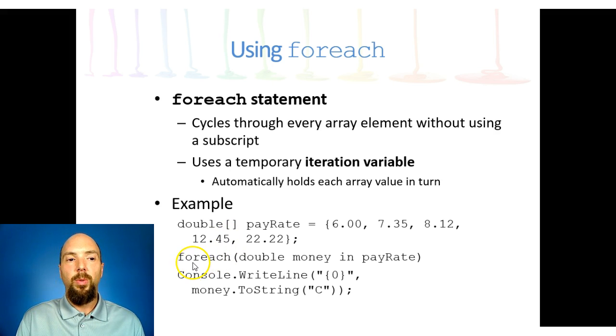And so what we're doing is we're telling it for each, and the data type is a double. We're going to call this temporary variable money that is in the payRate array. And then what we can do is we can actually manipulate that, where we could say console.writeLine, and then we're going to write out money, which is this value, to a currency string. All right, so this will automatically go through the array. It's like using a for loop, initializing a counter, going up to the length of the array, and incrementing by 1. It does that automatically for me.